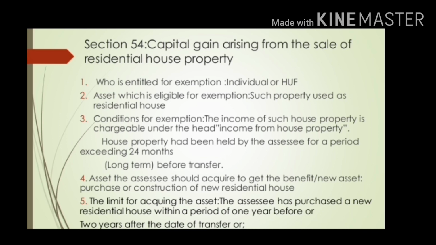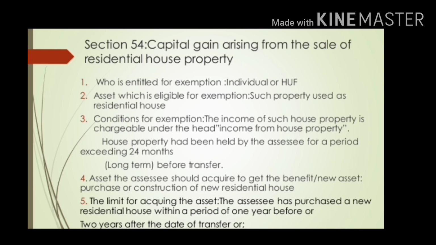This asset is such property used as a residential house, and the condition for exemption is that the income of such a house property is chargeable under the head income from house property, and the house property has been held by the assessee for a period exceeding 24 months, meaning long term. The assessee should hold the house property for a period exceeding 24 months.